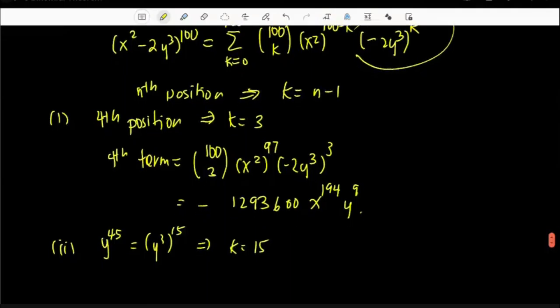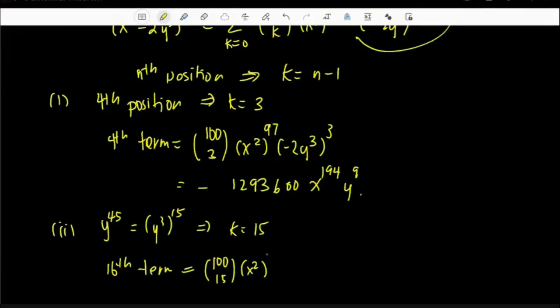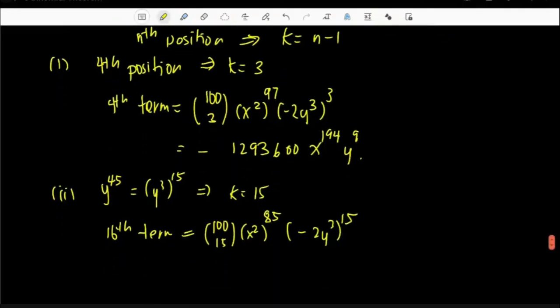Right? So what we want is actually the 16th term. The term with y to the 45 is determined by k equals 15, which is the k plus 1 term, the 16th term. Okay, so the 16th term is given by 100 taken 15, x squared raised to 100 minus 15, so that gives us 85, times negative 2y cubed raised to 15.